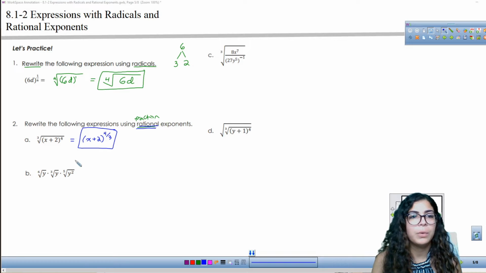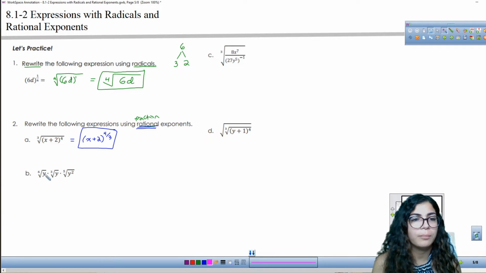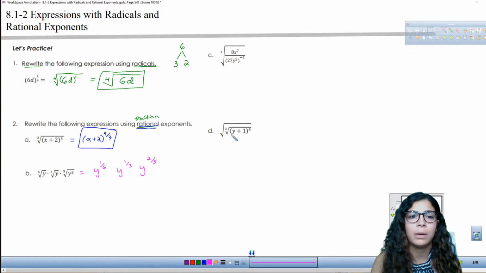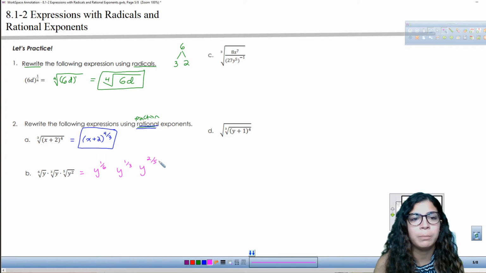And that's writing it as a fraction exponent. Okay, moving on to part B, we have multiple things going on here. First, let's go ahead and write each of those. This is y to the power of 1, and the index is 6. Then we have y to the power of 1, and the index is 3. And then we have y to the power of 2, and the index is 5. Remember, the index is always the denominator of the fraction exponent.